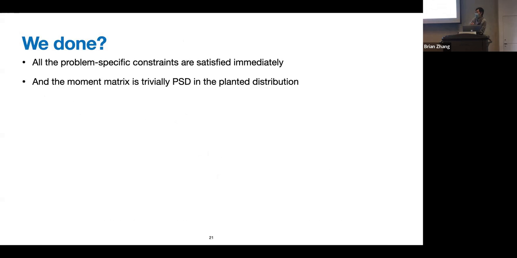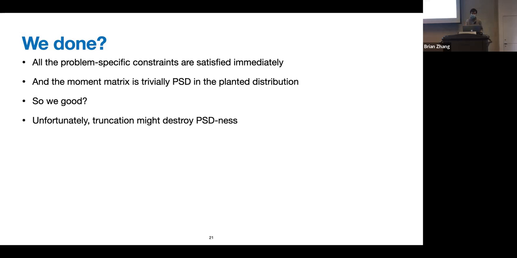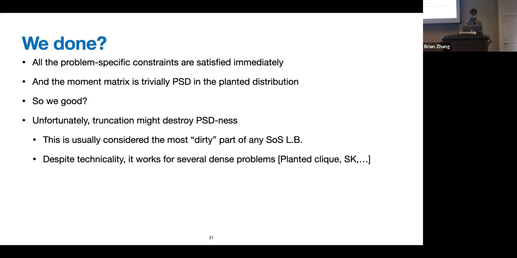So we are done, right? It seems we have all the problem-specific constraints satisfied, and the moment matrix is PSD in the planted distribution because we have a true distribution there. So we're good. Not really, because truncation is going to destroy PSD-ness, and this is usually the most dirty part. But it usually seems to work, at least for the dense graph when we are working with planted clique or SK.